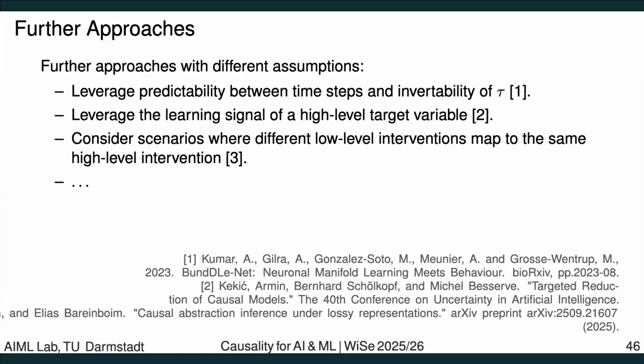And you can also think of this together with the bijectiveness before, because your high-level target variable could also be thought of on the low level, right? And then it's really how much information does tau preserve, how invertible is the whole thing.